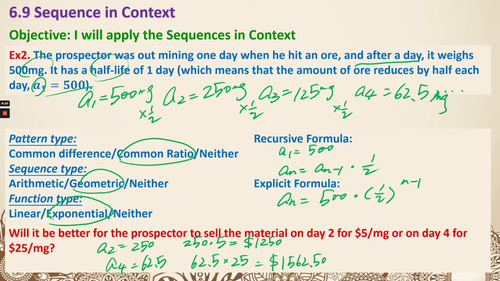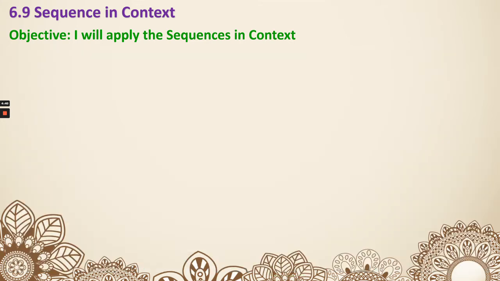So of course, day 4 is better, because that will earn us more money. That is example 2. Should be fairly straightforward. Now let's look at example 3 and 4, which is slightly different.